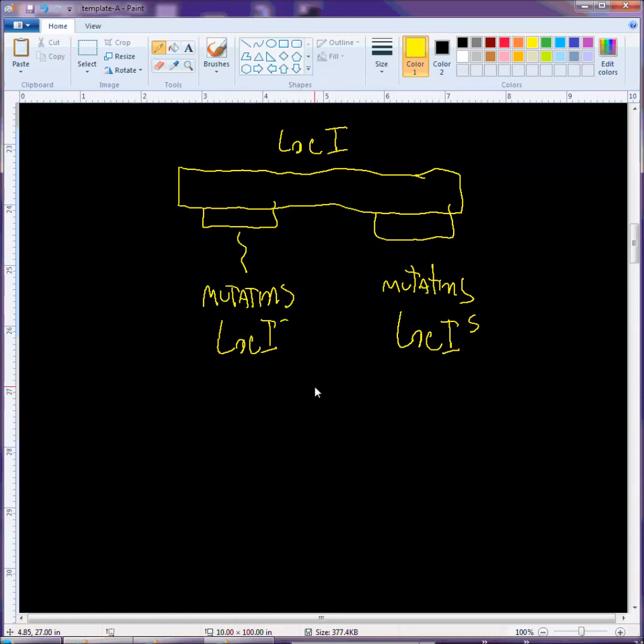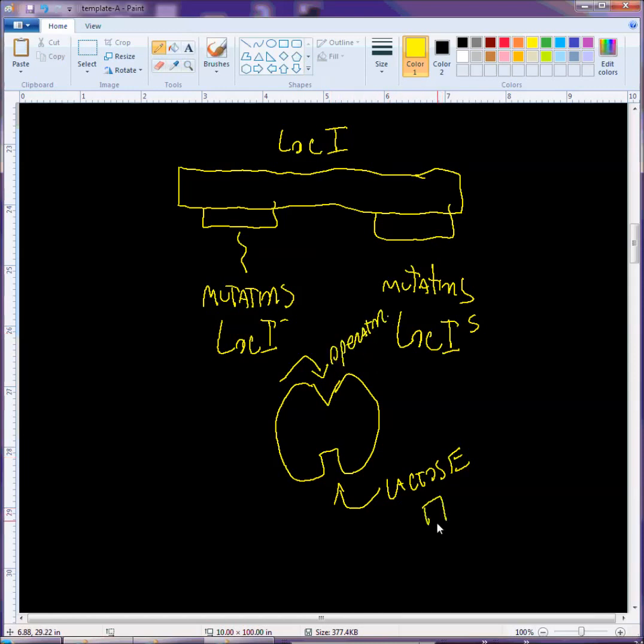And we remember that this is how we like to diagram the shape of the LAC-I protein, and this part up here is the operator binding site. This one down here is the lactose binding site. So operator binding, lactose binding down here.